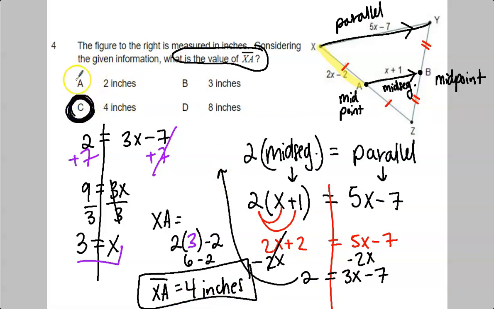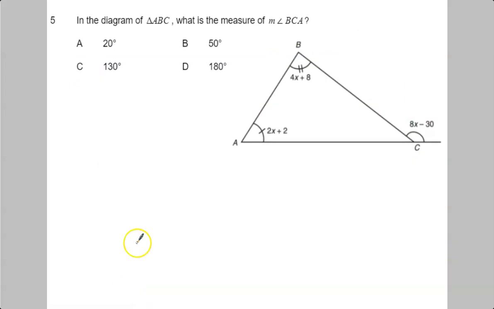All right, last but not the least, problem number 5. In the diagram of A, B, C, we want to know the measurement of BCA. So let's find BCA. Let's start at B. We're going to go to C, and then we're going to go to A. If we follow that pathway, you'll know that we are solving for this angle right in here, kind of like in the cut right here. So we want to know what this angle is.